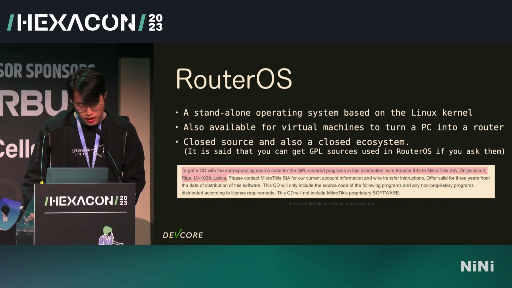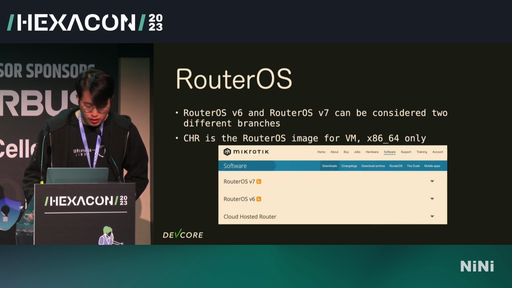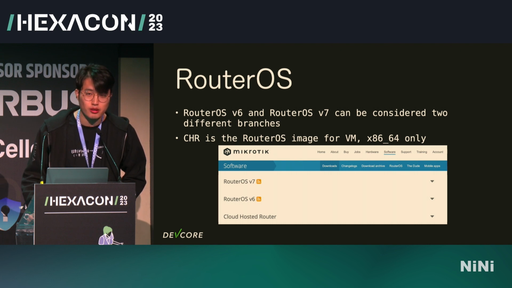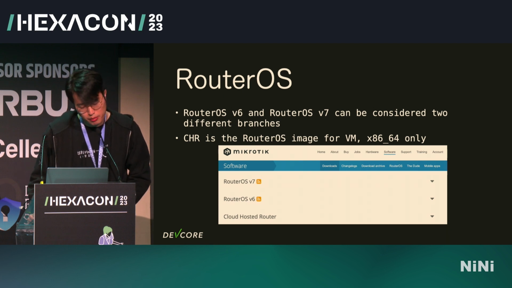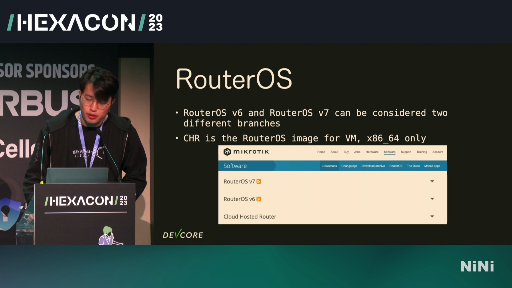And a funny thing is that according to the download terms on MikroTik's website, you have to pay $45 to get a CD with GPL source code. Yeah, why not? But actually, you don't have to buy those GPL source code because they are just useless for bug hunting. And someone published the GPL source on GitHub, if you can find it by just Googling. And most of them are not relevant to the core function of MikroTik. So don't bother to pay the $45.